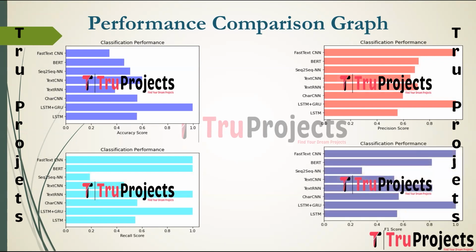This is the F1 score comparison graph. F1 score is the harmonic mean of precision and recall. It provides a balance between precision and recall, especially when there is an imbalance in the class distribution. The algorithm which performs well among all these metrics will be used for final prediction.